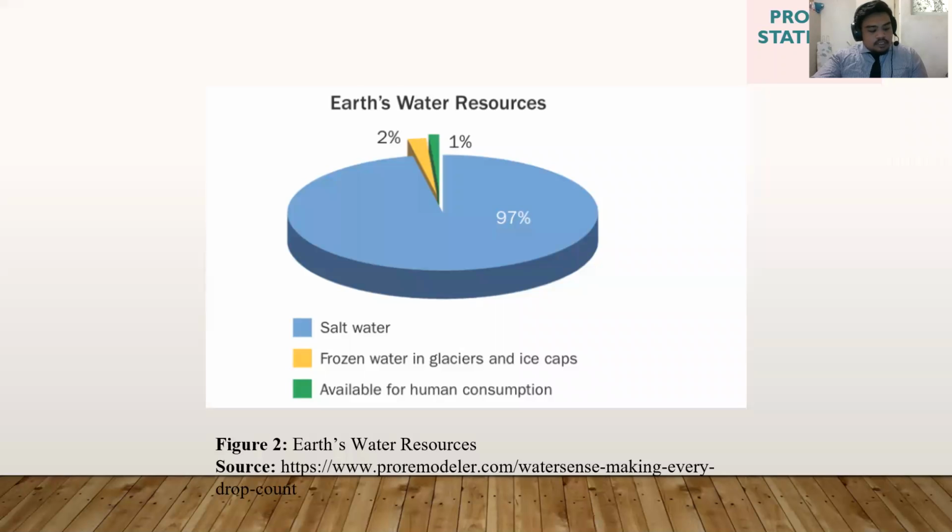In addition, to support the Sustainable Development Goal 6 as stated by the United Nations, which is to ensure the availability and sustainable management of water and sanitation for all, the desalination process is one of the ways to support SDG 6.